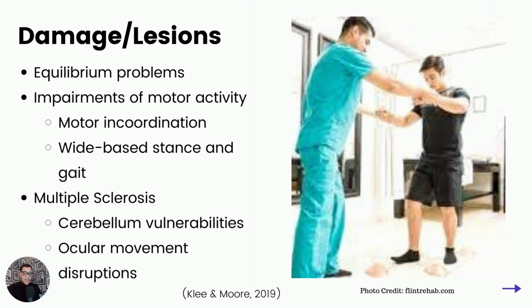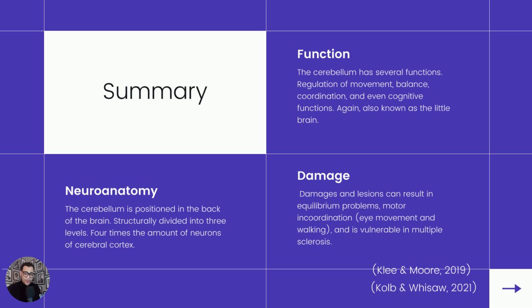Last but not least, in the event of damage, it results in equilibrium problems and impairments of skilled motor activity. Lesions can produce a motor incoordination, which is characteristic of wide base stance and gait, which is just a manner of walking. And also in multiple sclerosis, the cerebellum has its vulnerabilities and allows also a disruption in ocular movement, nystagmus, and that's just a rapid rhythmic eye movement that is particularly enhanced when the gaze is in the same direction of the lesion site.